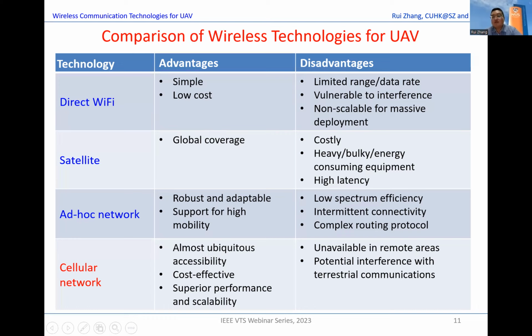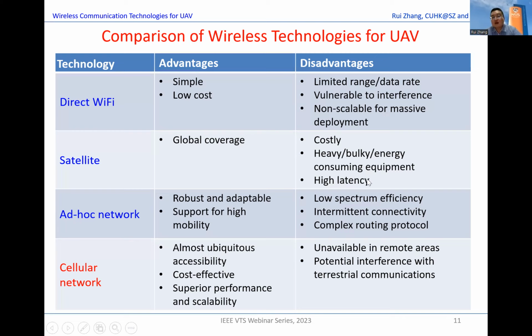And also the link may be very vulnerable to interference because Wi-Fi operates in the so-called ISM band, right? So that is very vulnerable to channel interference. Satellite, the advantage is that it can achieve global coverage regardless of the UAV location. But the problem is that it's more costly compared to other techniques.